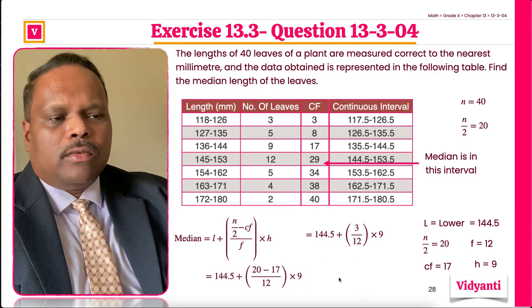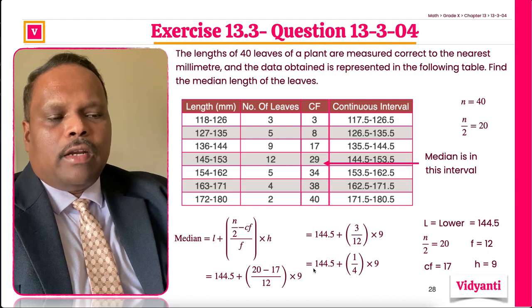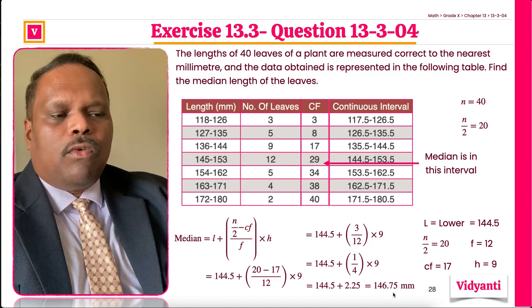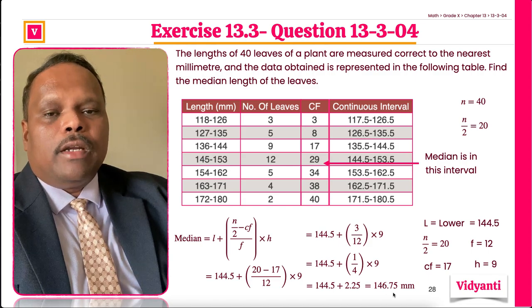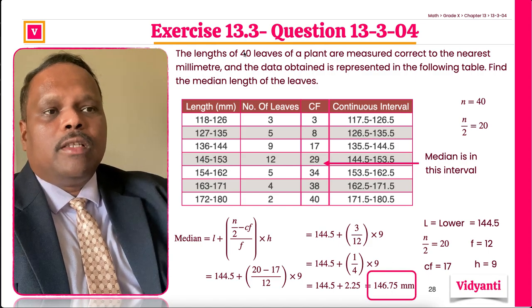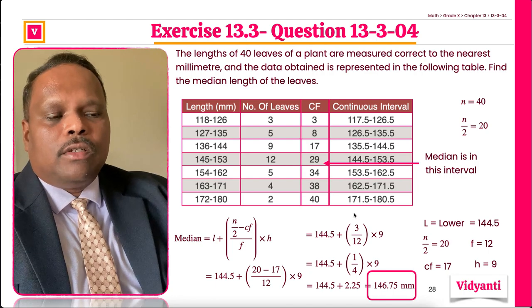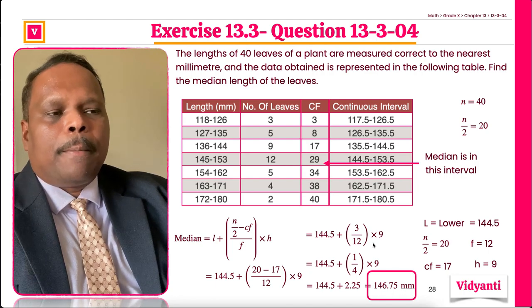If you calculate this one, that will come out to 1/4 of the 9 has to be added to 144.5, and your final answer is going to be 146.75 millimeter. And that's going to be your final answer. Remember, this is the length of the leaves, so the unit will be millimeter.